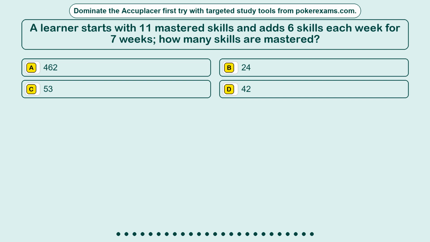Question 8. A learner starts with 11 mastered skills and adds 6 skills each week for 7 weeks. How many skills are mastered? Option A, 462. Option B, 24. Option C, 53. Option D, 42.